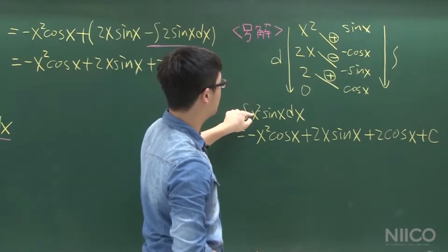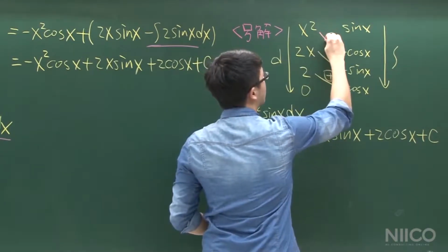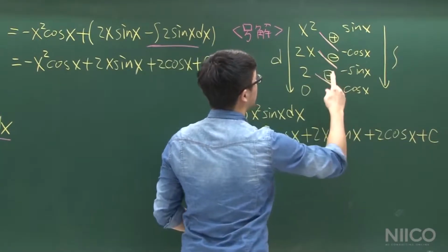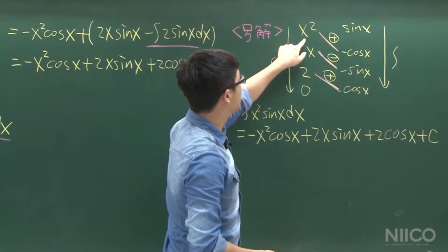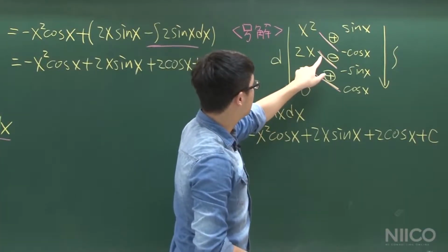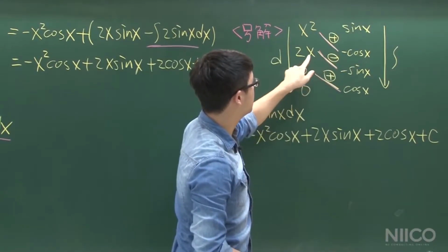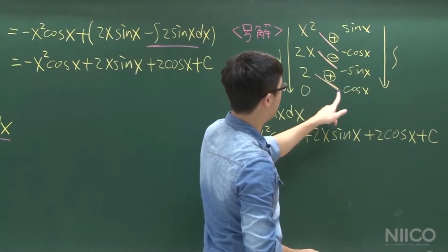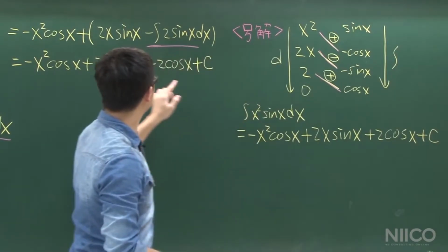The trick here is that we're dealing with the integration of x squared times sine x. So this equals x squared times negative cosine x minus 2x times negative sine x plus 2 times cosine x. The answer through this method is actually quite straightforward. Now you have to remember to apply a constant c because the upper bound and the lower bound are not specified.